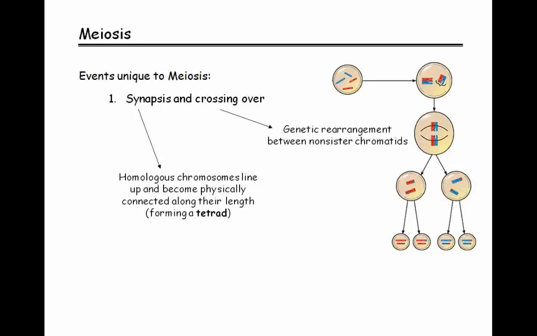Keep in mind that this swapping or crossing over is going to result in the production of recombinant chromosomes. So these recombinant chromosomes, these are chromosomes that now have new combinations or new versions of the genes compared to what they had before or compared to what the parent had.